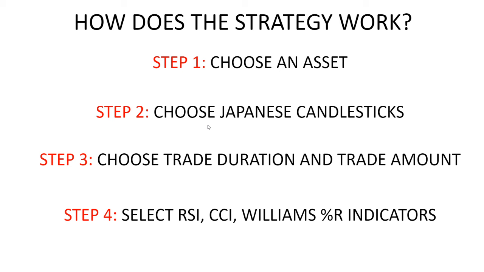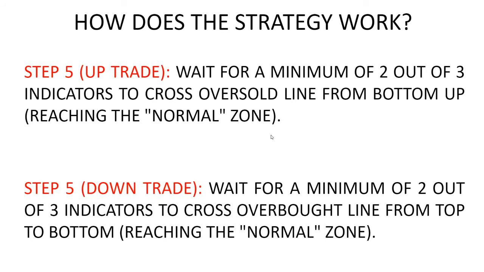How does the strategy work? Again, we go through our basics. We choose an asset. We choose Japanese candlesticks, so where we changed to Heikin Ashi, we just choose Japanese candlesticks. We choose the trade duration and trade amount and select RSI, CCI, and Williams percentage R indicators.